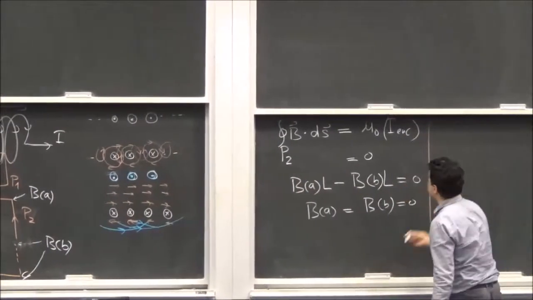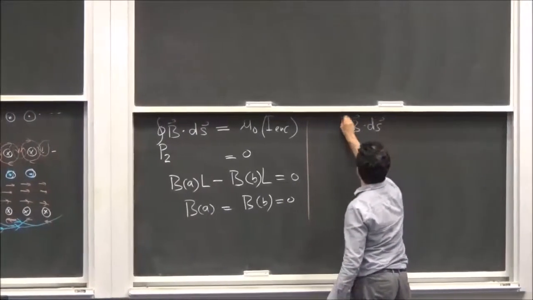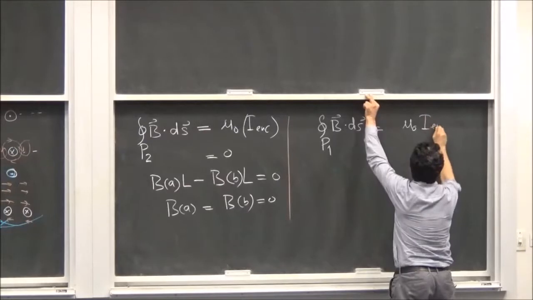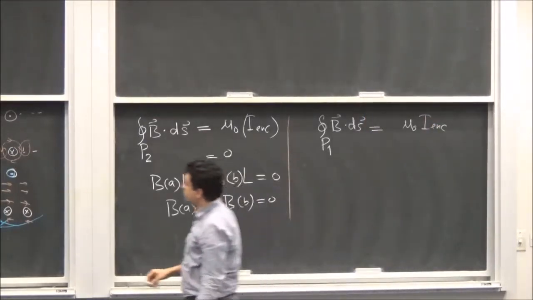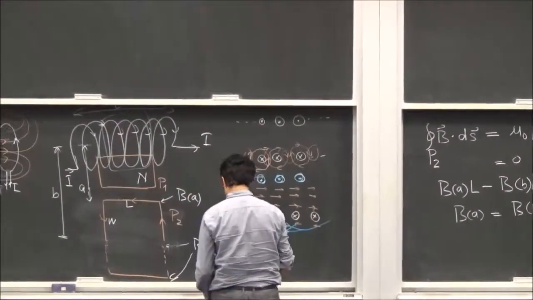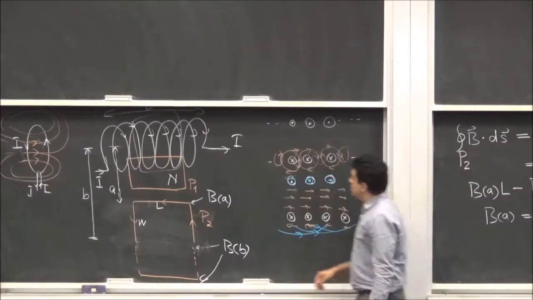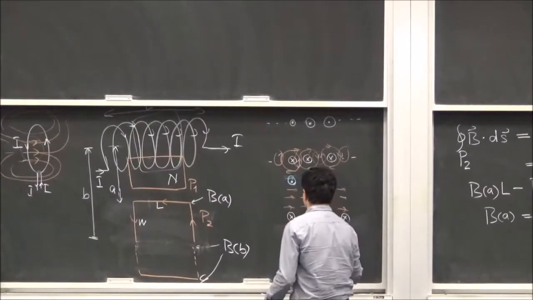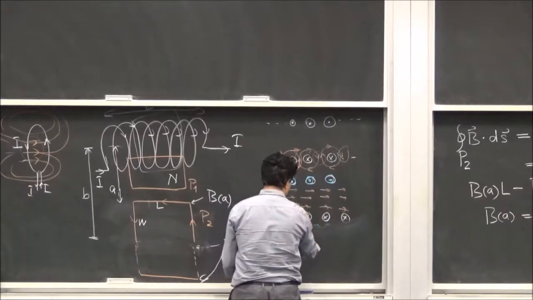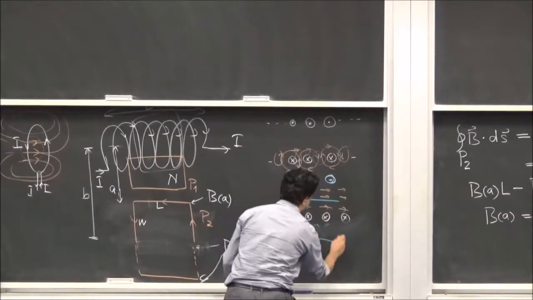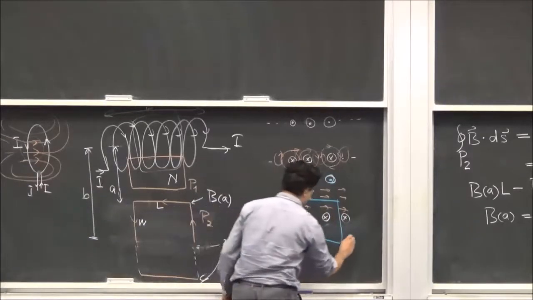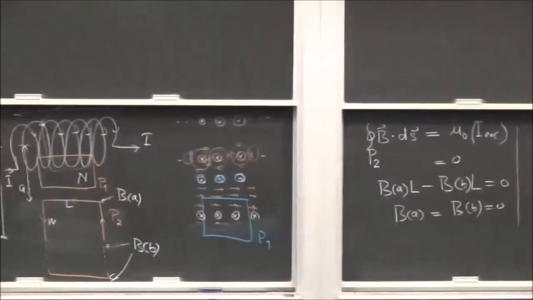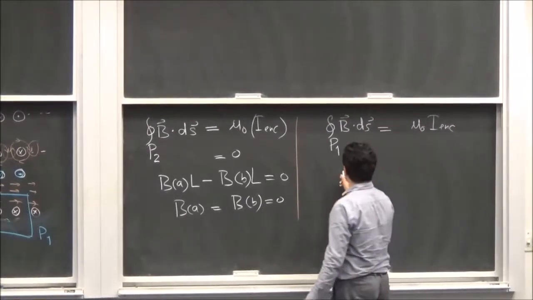So let's try to make it for path P1 now. This would be equal to mu naught I enclosed. What have you enclosed now? If I have this situation, let me redraw it here. So I have this Amperian loop, which is P1. So you have all those currents which are enclosed inside. So what are those currents?